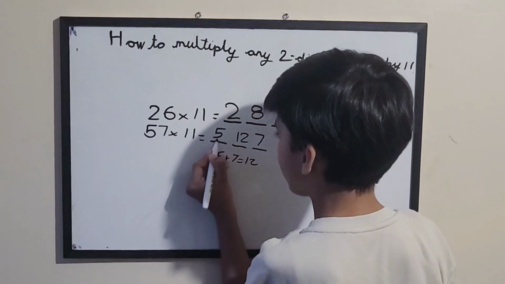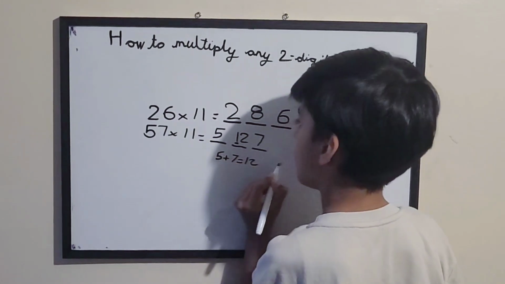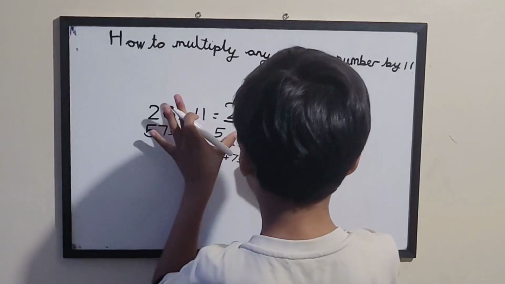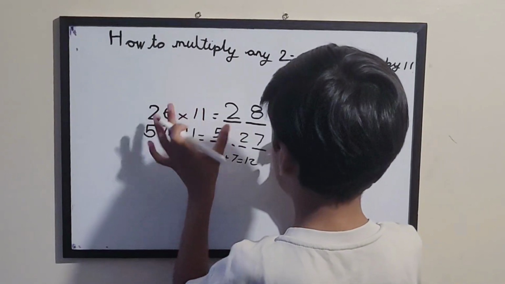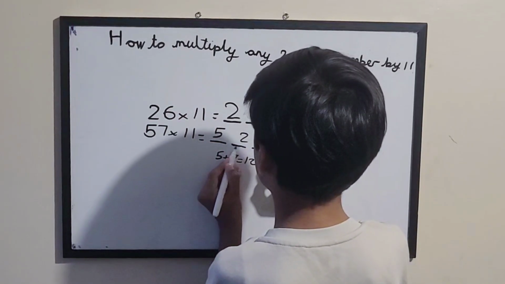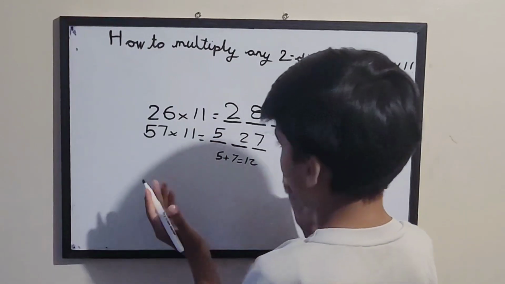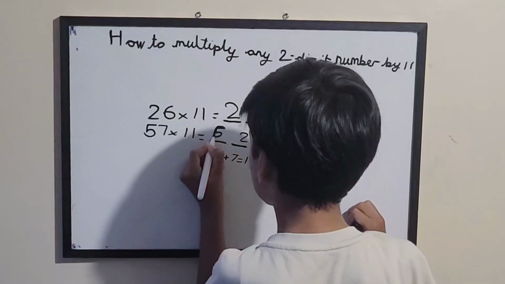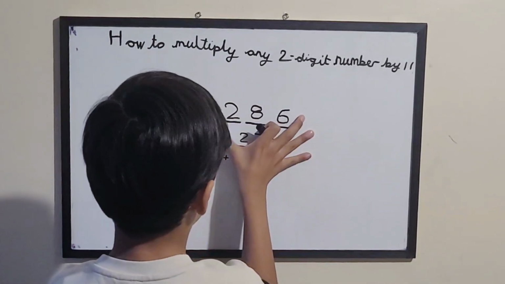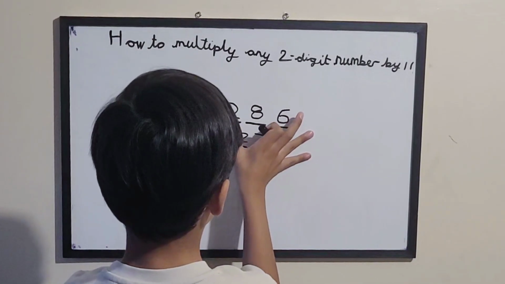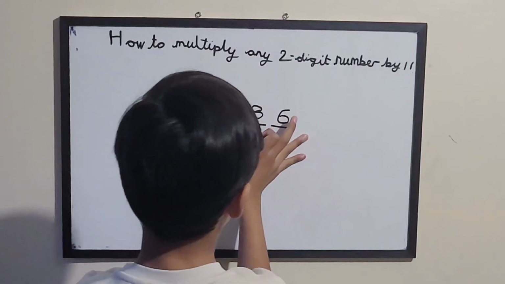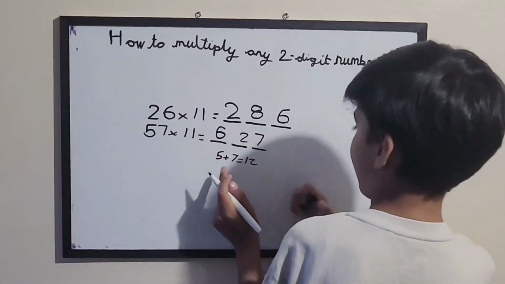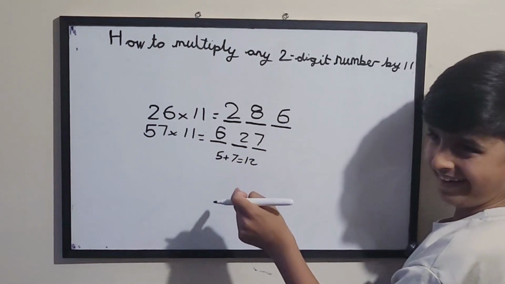Now look at the 5 and the 1. 5 plus 1 is a 6. So you need to add them up if your answer of the addition in the numbers digits are bigger. So the 5, let's turn it into a 6 now. And our answer is 627.